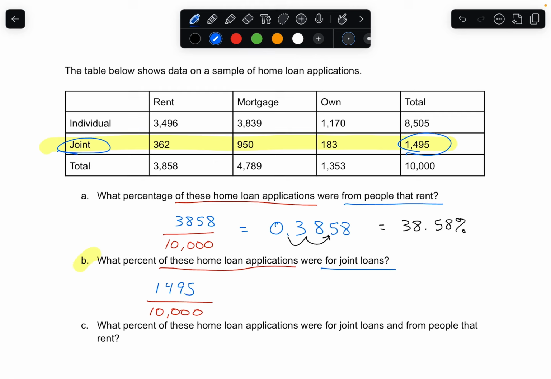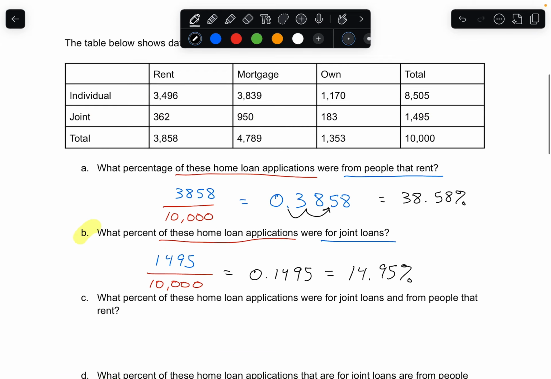So I have 1,495 divided by 10,000. And again, I can divide that out. 1,495 divided by 10,000 should just be 0.1495 or 14.95%. So there we go.